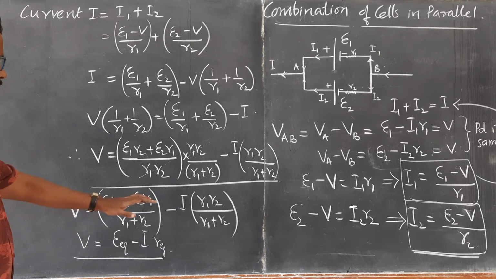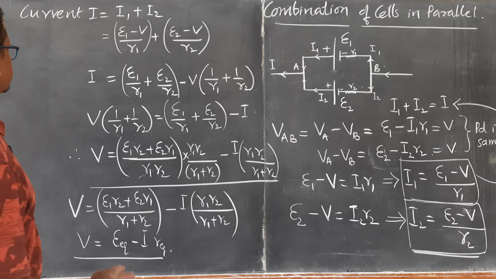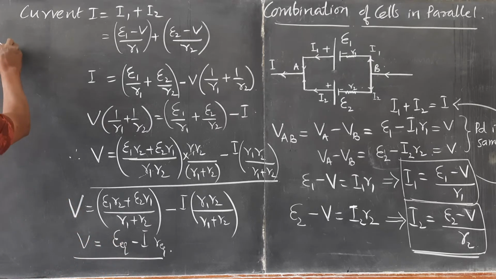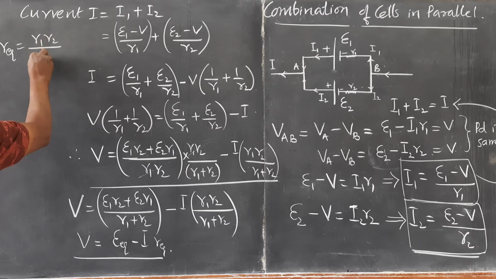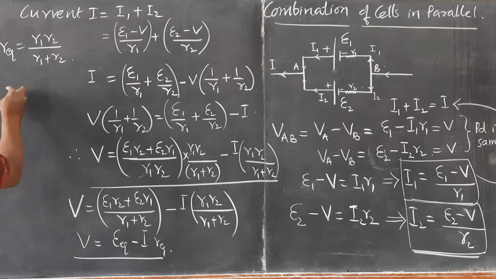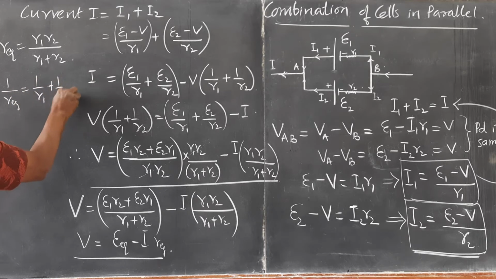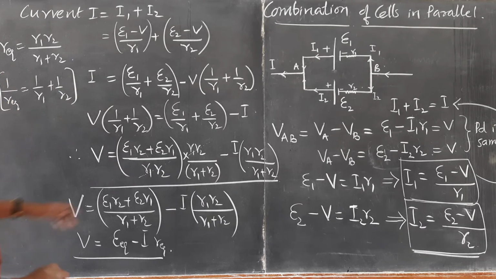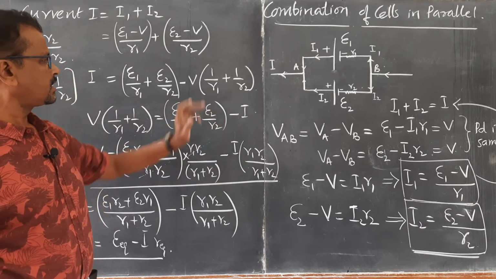So what is parallel combination? Now I think you got it. For parallel combination, R equivalent is equal to R1 R2 divided by R1 plus R2. It means I can write 1 by R equivalent as equal to 1 by R1 plus 1 by R2. This is evident from this equation, 1 by R1 plus 1 by R2.